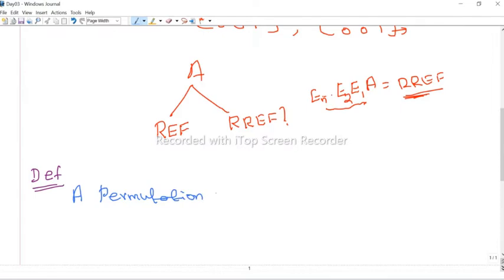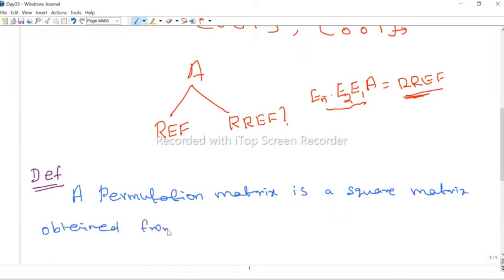A permutation matrix is a square matrix obtained from the identity matrix.